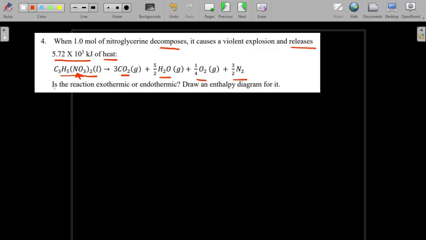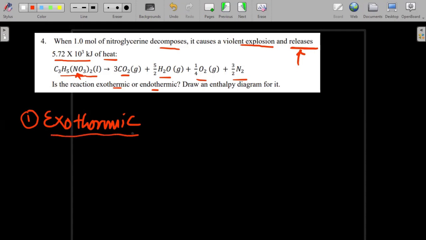So the first question here is, is this reaction exothermic or endothermic? So what can we say there? We're going to say that reaction is exothermic. So why is it exothermic? Because in the question they are saying it causes a violent explosion and releases. So this word releases here is a key word, meaning it's giving out heat. So we know that when a reaction gives out heat, then it's exothermic. So we are going to say this reaction here is exothermic.